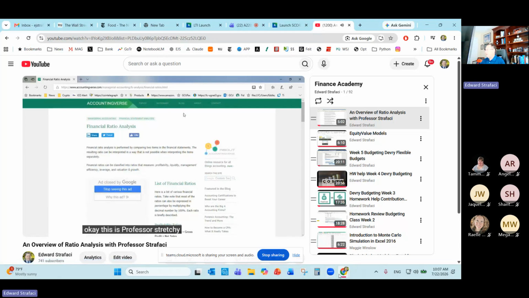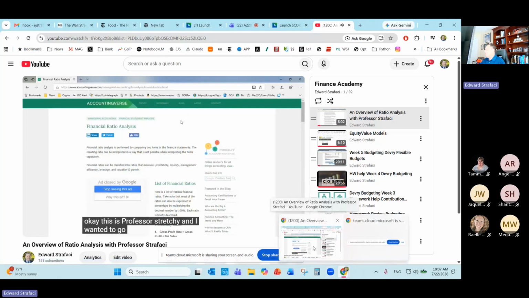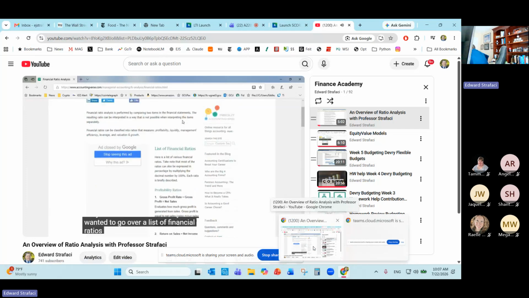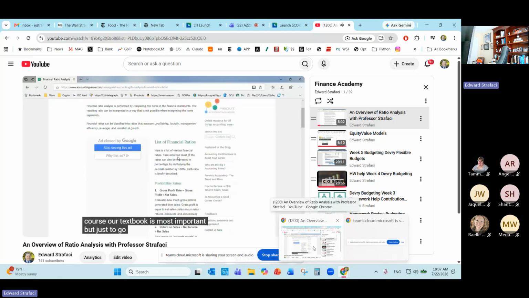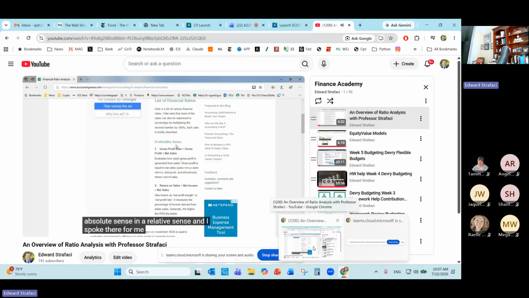Okay, this is Professor Strafacci, and I wanted to go over a list of financial ratios. I found this website. There's a ton of websites that talk about financial ratios. Obviously, this is one that I'm using, but you could look at just about anything. And of course, our textbook is most important. But just to go over how to look at financial ratios, you have to look at ratios not in an absolute sense, but in a relative sense.